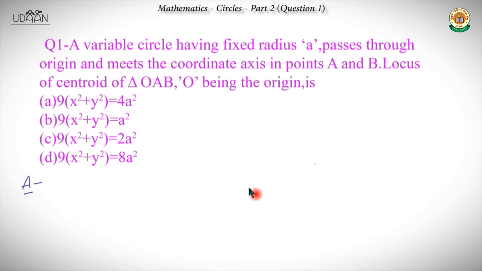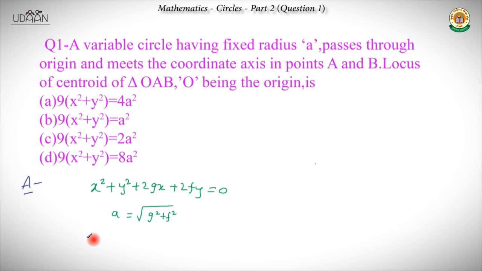First we take the general equation of the circle passing through the origin, which is x square plus y square plus 2gx plus 2fy equal to 0. If a is the radius of the circle, then a equals root over g square plus f square. This is from the general formula where the radius is given by root over g square plus f square minus c. C is 0 here, so this is our equation of radius.